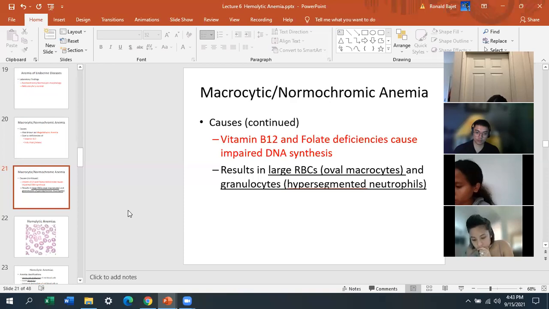On the white blood cell side, and I'll talk about this when I talk about megaloblastic anemias and the WBCs, you'll see hypersegmented neutrophils. You don't know what segmented neutrophils are yet, only that's what you see on the differential. But the number of lobes on the neutrophils is more than 5, so it's hypersegmentation. In the megaloblastic anemias, you'll see more than 5 lobes on the neutrophils. I'll be showing that to you in the megaloblastic anemia lecture.